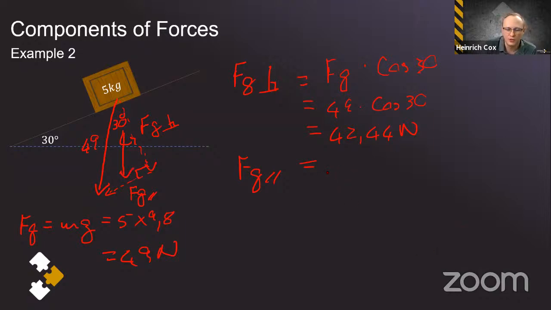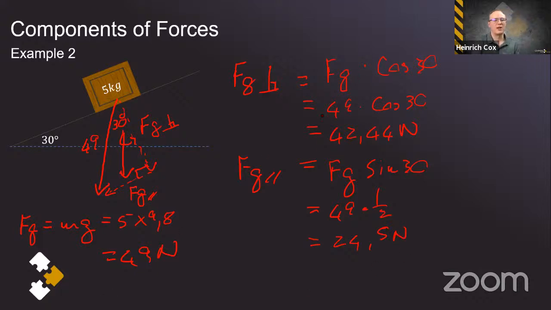And then FG parallel, because we're now dealing with the one that's opposite the 30-degree angle, we've got to use sine. So that's going to be equal to FG times sine of that angle, sine 30. And that's going to be 49 times sine 30, which again is a half. And that should give us 24.5 newtons if my mental math is correct.